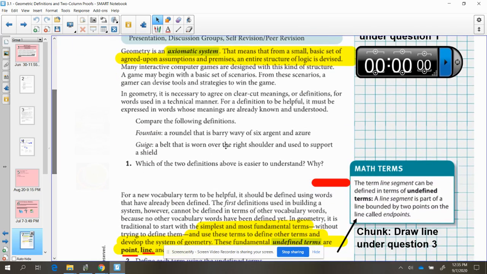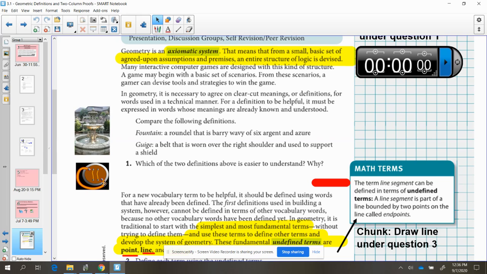And the idea goes back to, again, if you read these definitions, the word fountain, normally if you think of a fountain, you're probably thinking of this thing right here, right? But the definition is a roundel that is very weighty of 6 argent and azure. You're probably like, what the heck? That doesn't make any sense. Unlike the word gage, which I didn't know what that was, but it says it's a belt that is worn over your right shoulder to support a shield. So this thing right here. Okay, that makes more sense because it's words I understand.